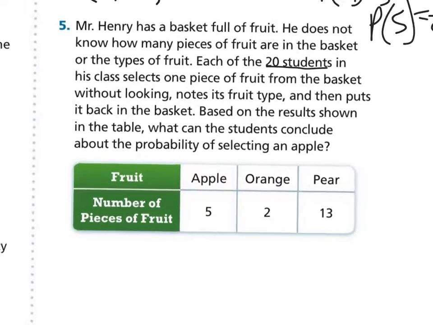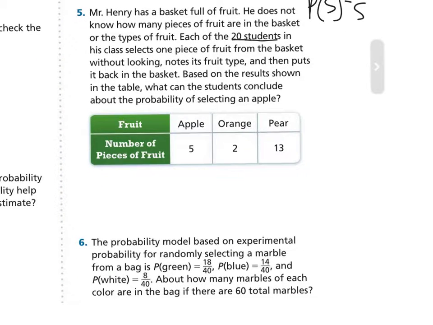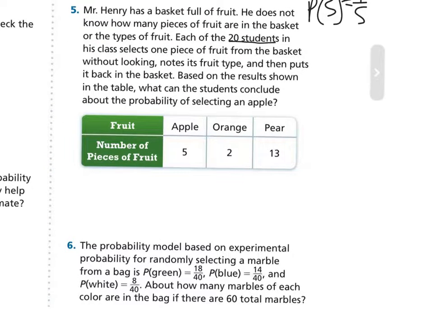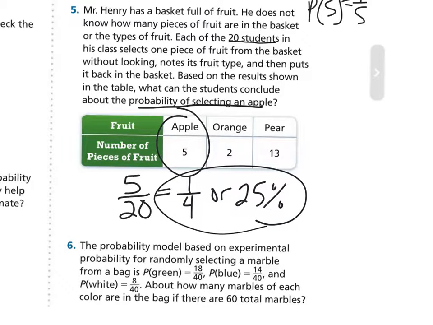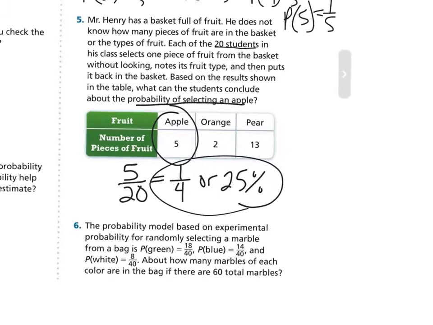So out of the 20 times, this is what happened. We want to find the probability of selecting an apple, so this is all we really care about in this table. The apple was chosen 5 out of 20 times. 5/20ths, you could reduce that down to 1/4, or if you divided it out, that would be a 25% chance of getting an apple. So either of those answers would be fine.